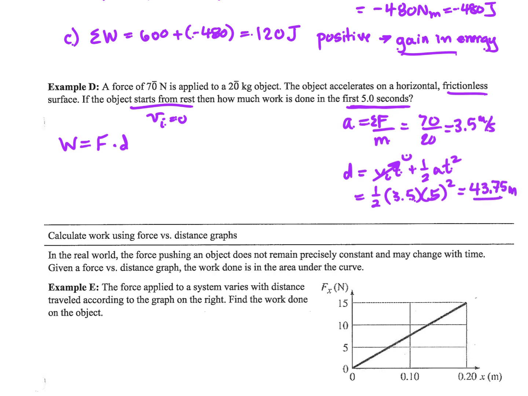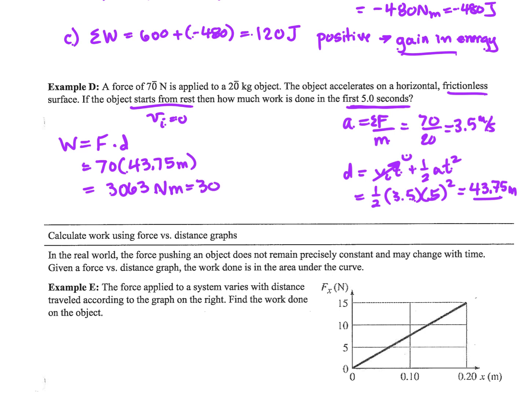So now we can take that force, 70, times the distance of 43.75 meters. And we end up with 3,063 Newton meters, which is 3,063 joules of work done in the first 5 seconds.